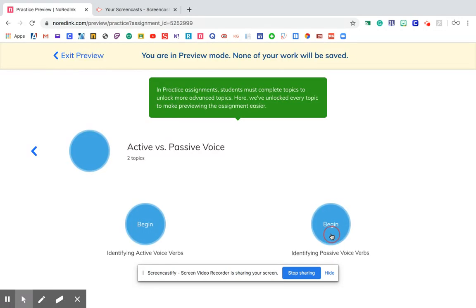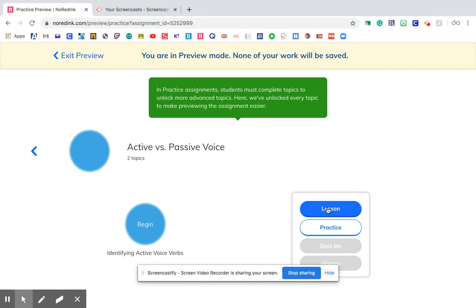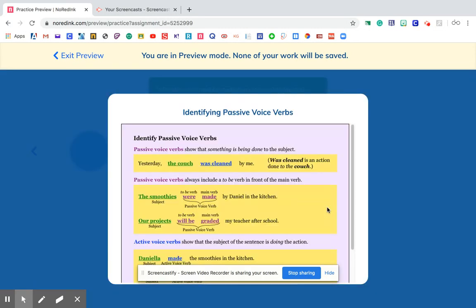Okay. So again, remember, always look at that lesson piece first. Passive voice verbs show that something is being done to the subject. Instead of the subject doing something, now something is being done to the subject of the sentence. So in our first sample sentence, it says, "Yesterday, the couch was cleaned by me."